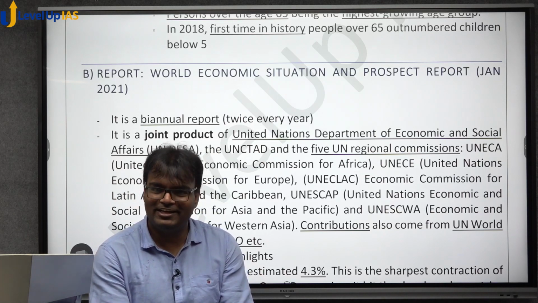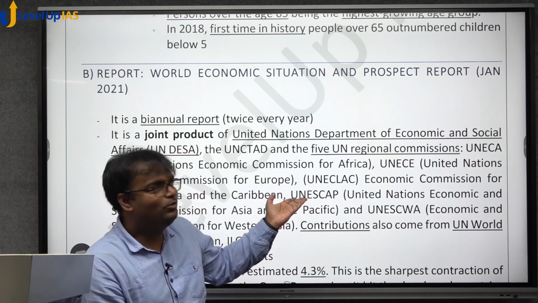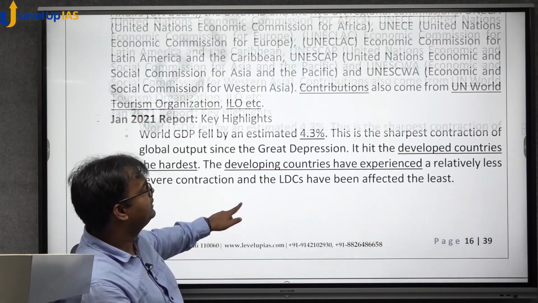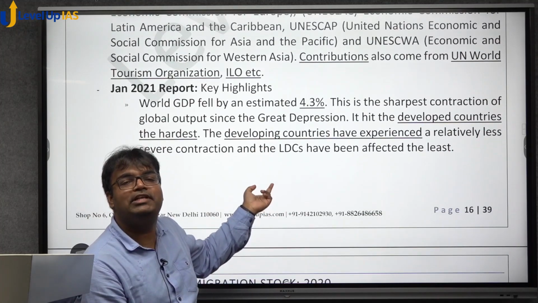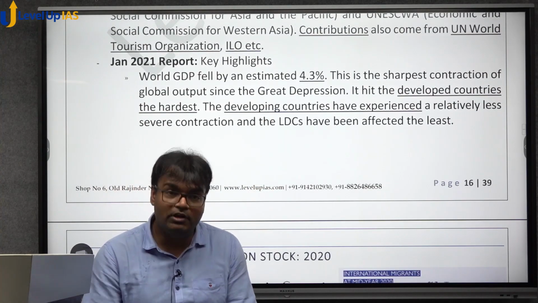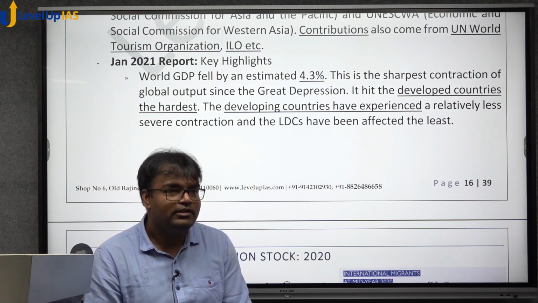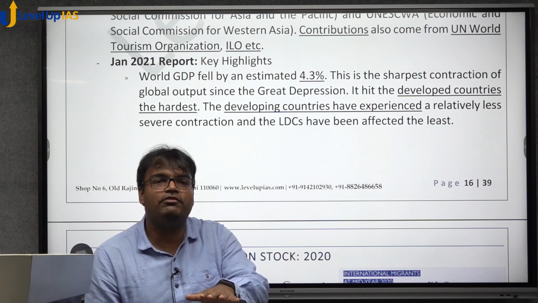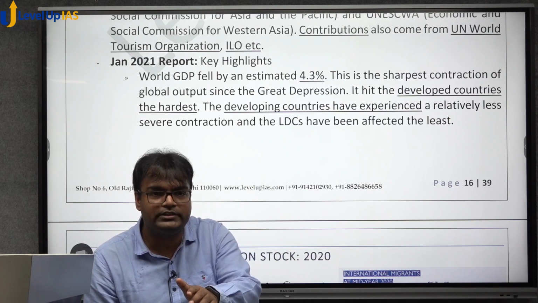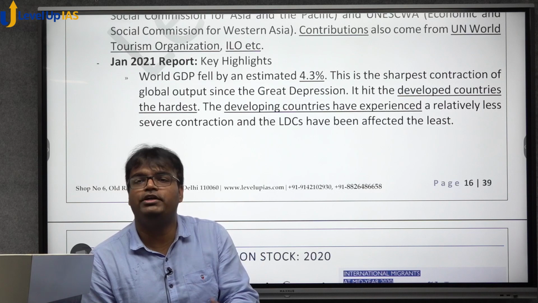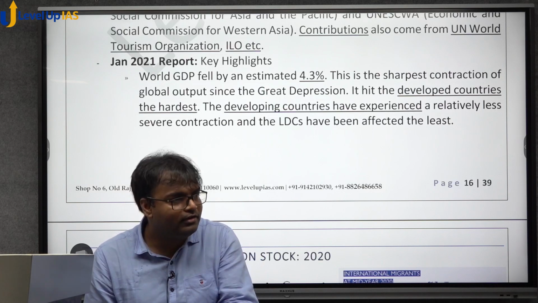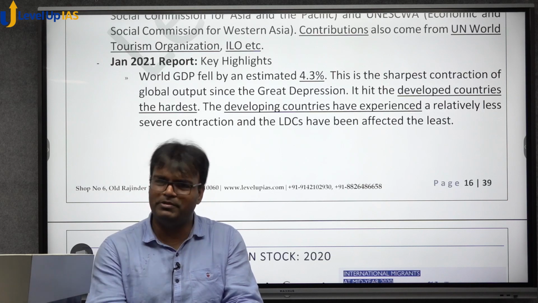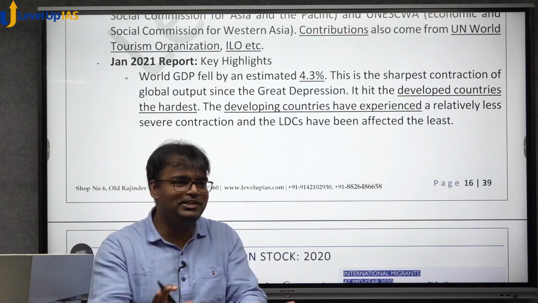COVID-19 has had a negative impact. So it is saying that the global economy declined by 4.3%. And the sharpest decline was seen among developed countries. A lesser level of decline was seen among developing countries. And the least impact of COVID-19 was on least developed countries. Even by common sense we think so; no need to remember or understand more than this.